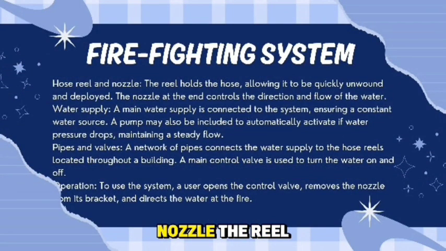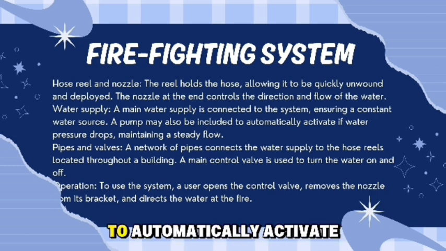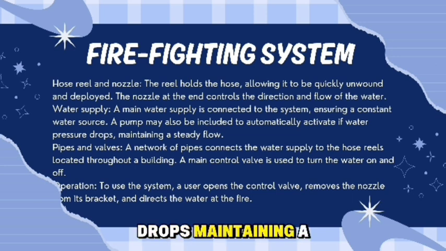Components and function. Hose reel and nozzle: the reel holds the hose, allowing it to be quickly unwound and deployed. The nozzle at the end controls the direction and flow of the water. Water supply: a main water supply is connected to the system, ensuring a constant water source. A pump may also be included to automatically activate if water pressure drops, maintaining a steady flow.